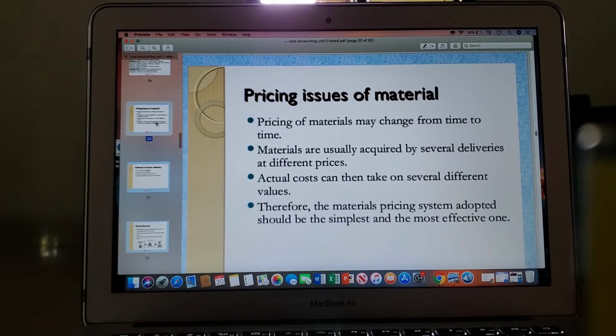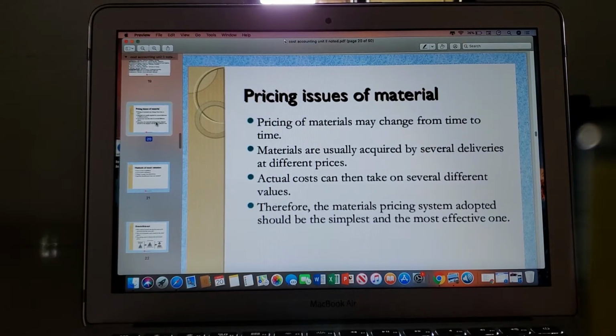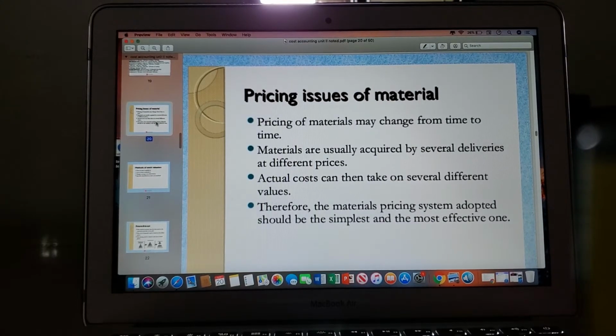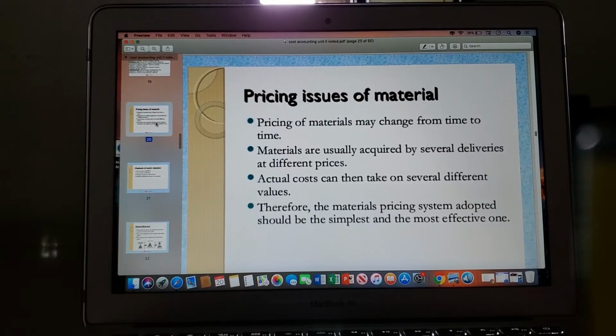Pricing issues of material. Pricing of materials may change from time to time. Materials are usually acquired by several deliveries at different prices. Actual cost can then take on several different values. Therefore, the materials pricing system adopted should be the simplest and the most effective one.